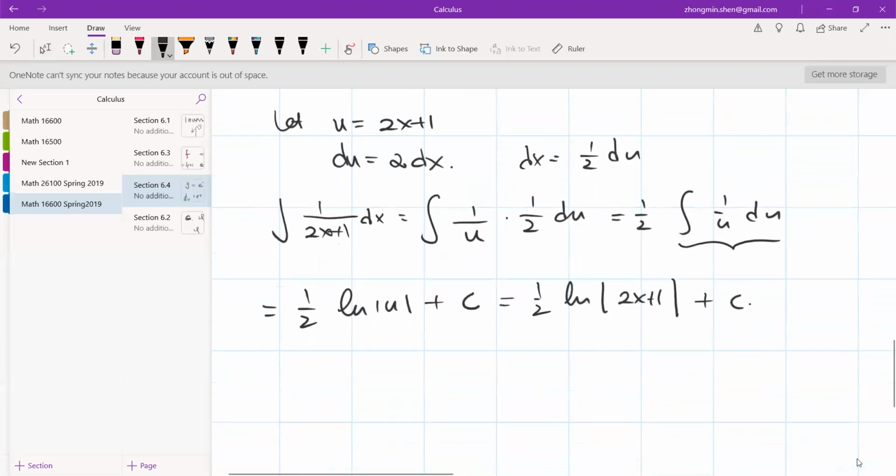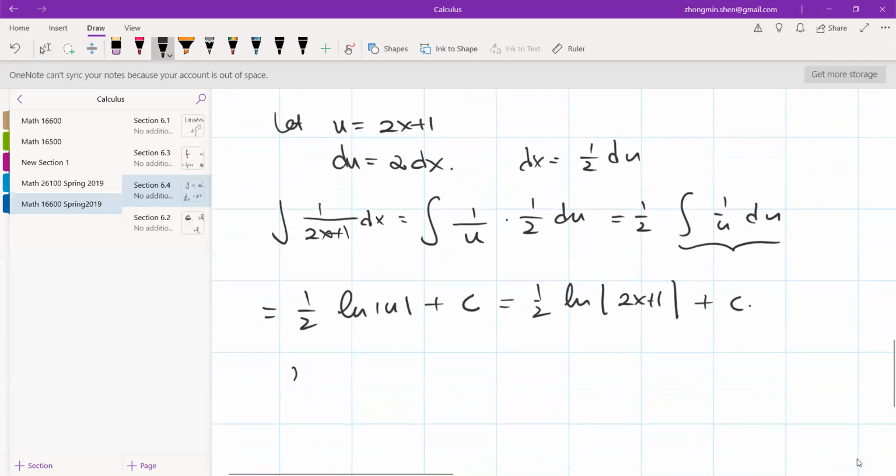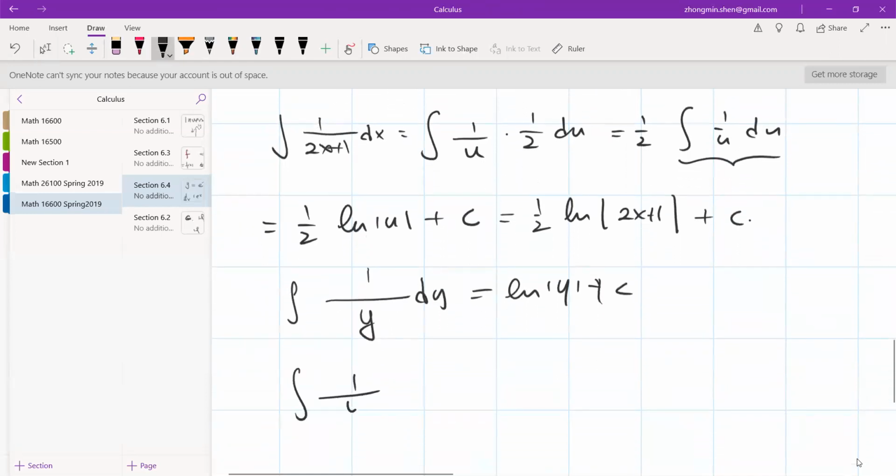I do see some students, whenever they see 1 over something, they just write, yeah, this is natural log of y plus c. But if I change dy to dx, it's not going to be that. In general, you cannot evaluate it until you modify the function. Sometimes you can, sometimes you cannot. So be careful about this.